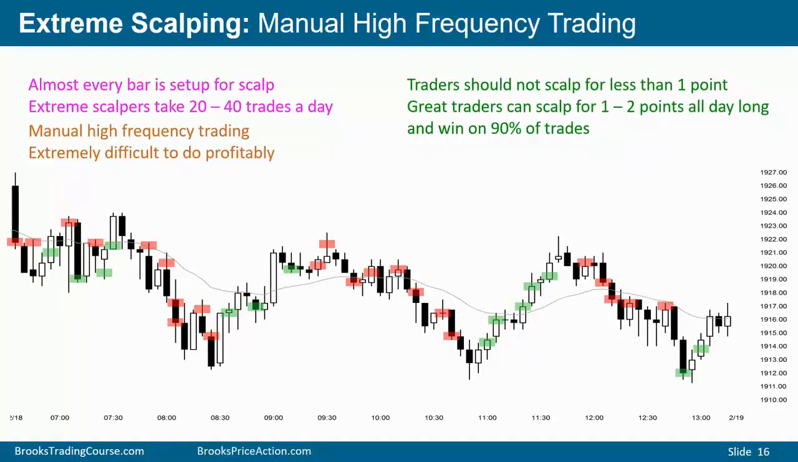In the E-mini, the minimum scalp size is 1 point. Great traders can scalp for 1 to 2 points all day long and win 90% of the time. I've known many traders who have done that over the years. But very few can do it long term.